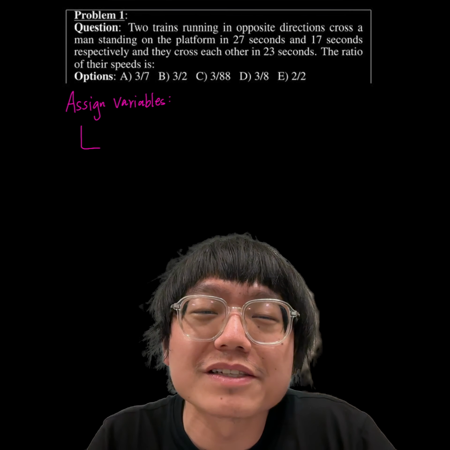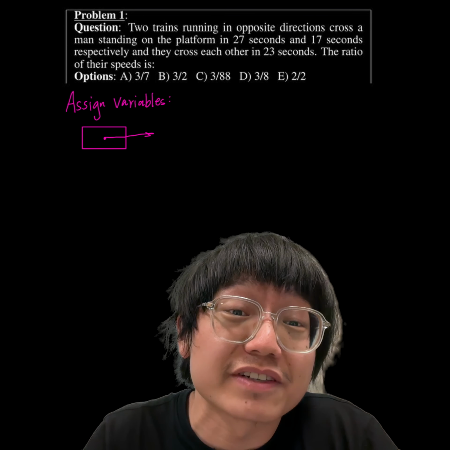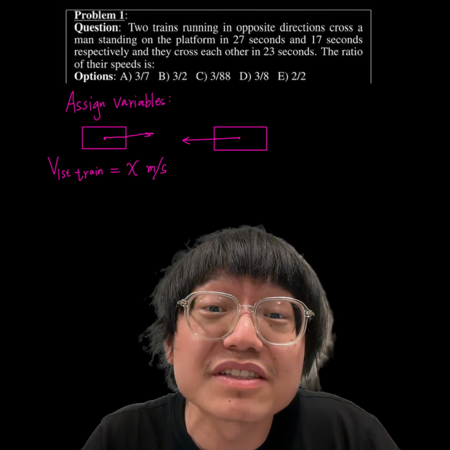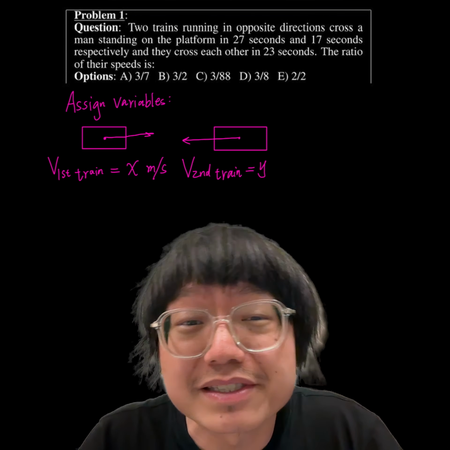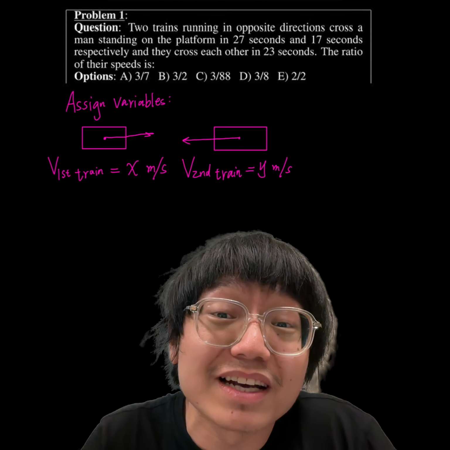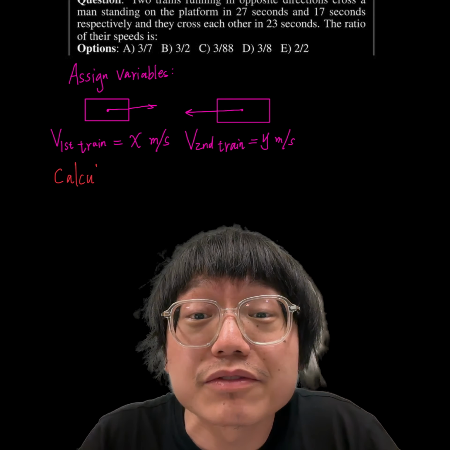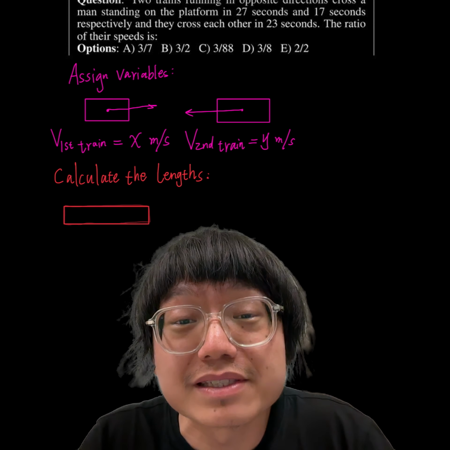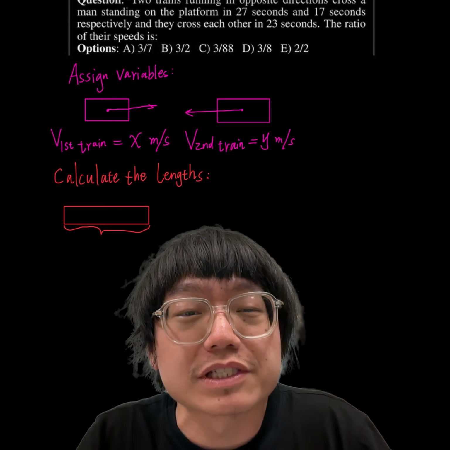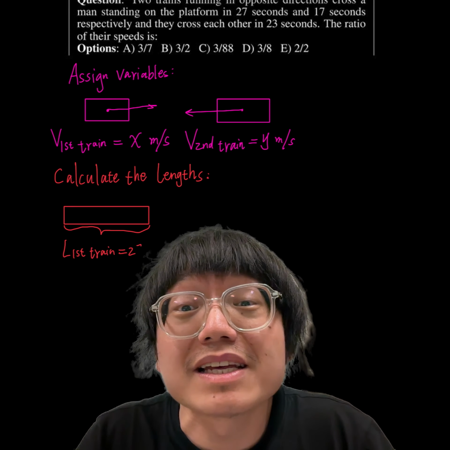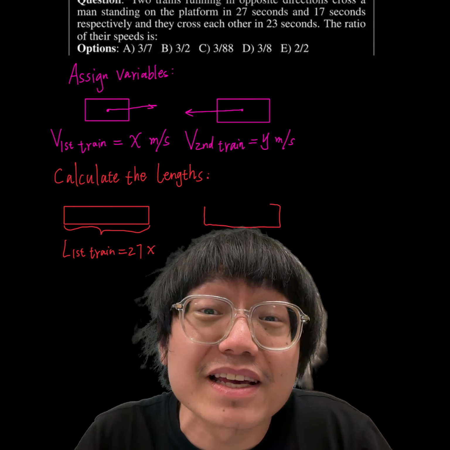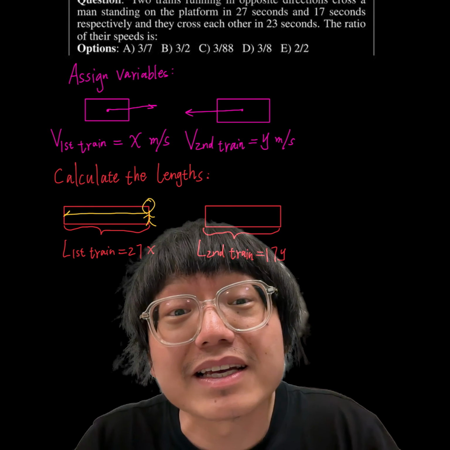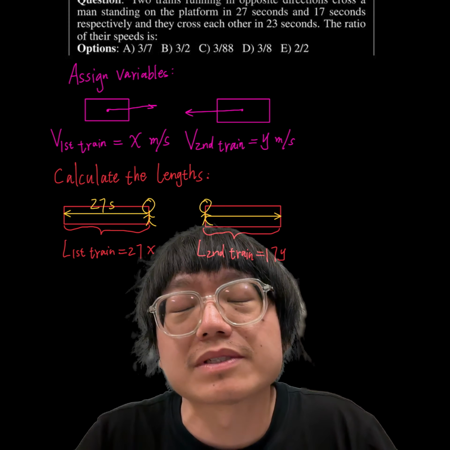In the first step, we assign the variables: let the speed of the first train be x meters per second, and let the speed of the second train be y meters per second. And then we calculate the length of the trains. The length of the first train in meters is equal to 27x, since it takes 27 seconds for the first train to cross the man, and the speed is distance over time. And the length of the second train in meters is equal to 17y, since it takes 17 seconds for the second train to cross the man.